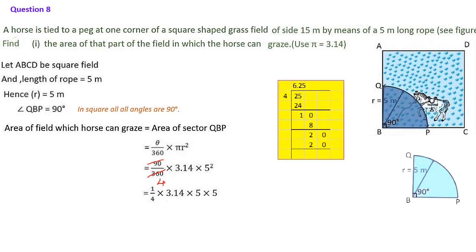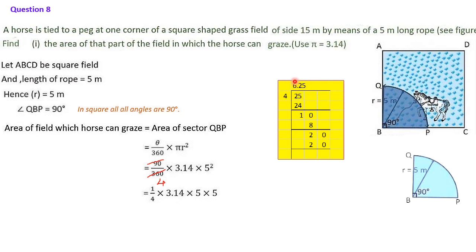Then here 5 into 5 is 25. I am doing the calculation this way: 5 into 5 I can easily multiply, so 5 into 5 is 25. Then I am dividing 25 with 4. When I divide 25 with 4, I will get the answer as 6.25. I hope you know the division.